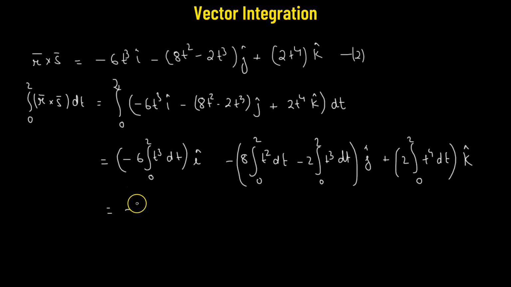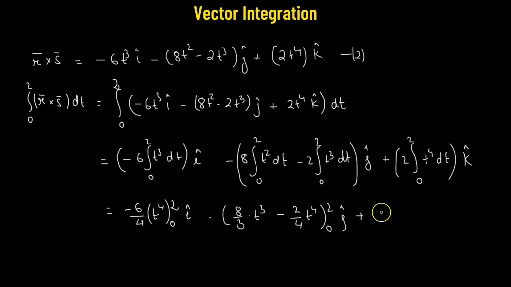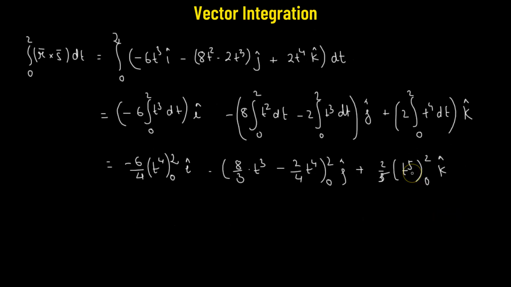So let's perform the integration. This is gonna give us negative 6. So we have the integration of t cubed, so that will be 1/4 of t raised to the power of 4 with the limits going from 0 to 2. So this is the x component, so we'll multiply it to i cap, minus we have 8 over 3 times t cubed minus 2 over 4 times t raised to the power of 4, 0 to 2, j cap, plus 2/5 times t raised to the power of 5 with the limits going from 0 to 2. So this is going to be k cap. Let's find out the value.